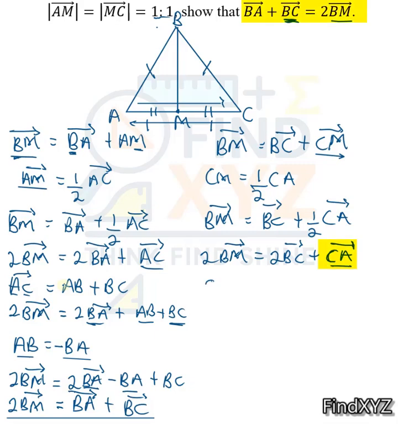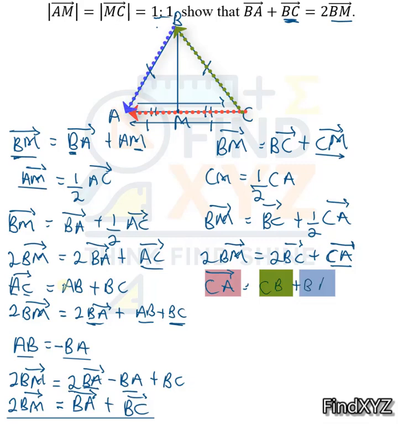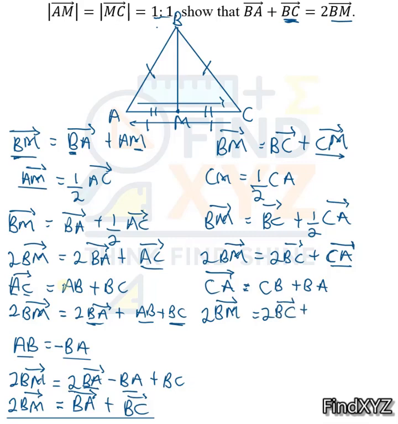We can also express C to A as, if I want to move from C to A, I can move from C to B, then from B to A. You see the direction? Good. So in place of vector CA, I'm going to write CB plus BA. So twice of vector BM is equal to twice of vector BC plus, now in place of CA, I'll write vector CB plus vector BA.